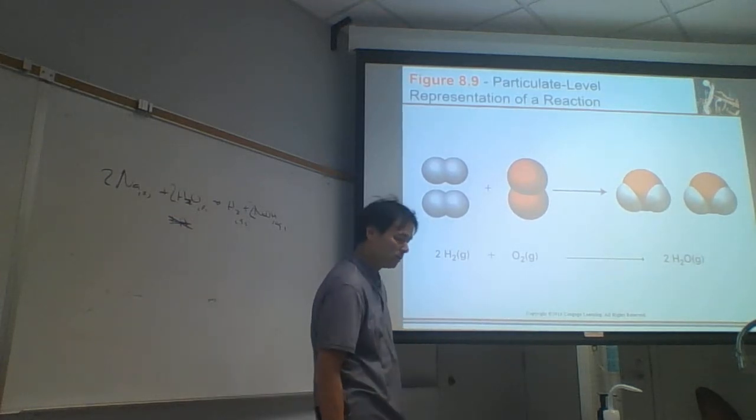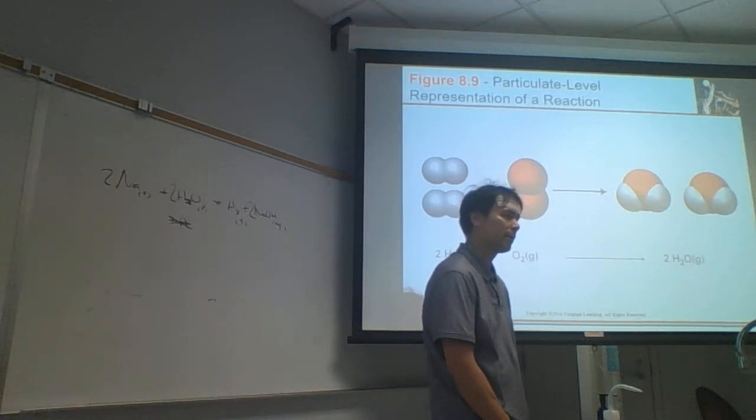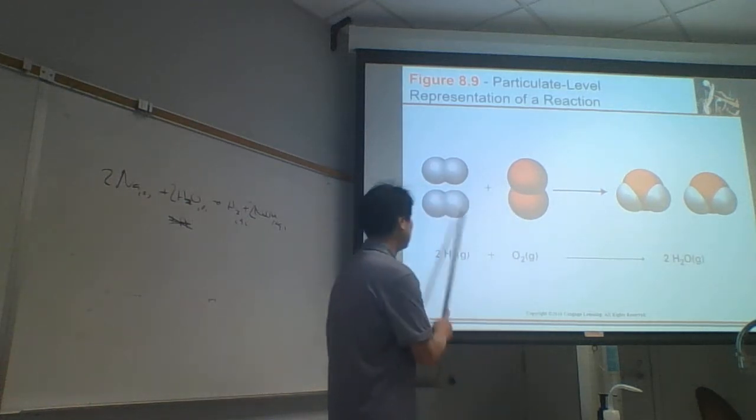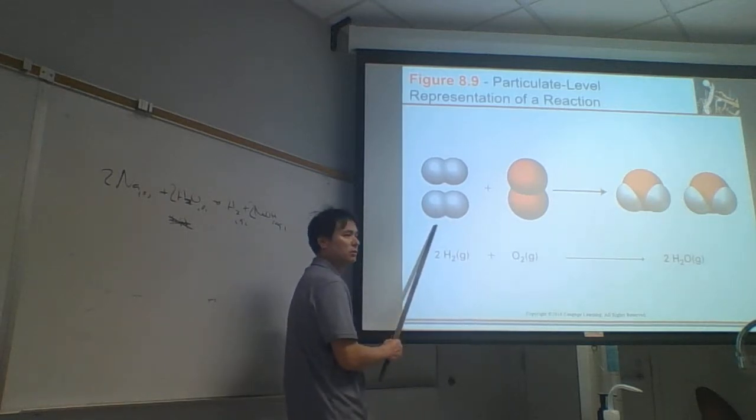But we have a mole of them. And so how much does a mole weigh? A mole would weigh 2.016 grams. And we have 2 moles. So if we have 2 moles, we're talking about 4 grams of hydrogen.